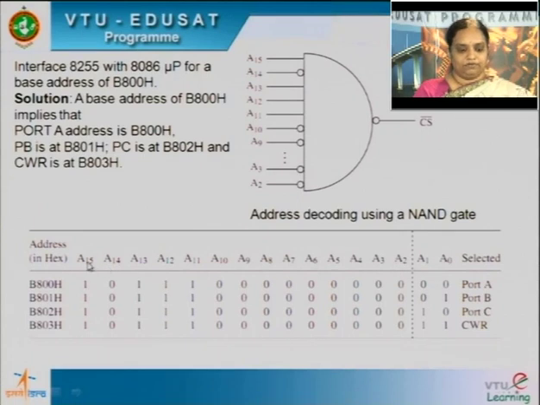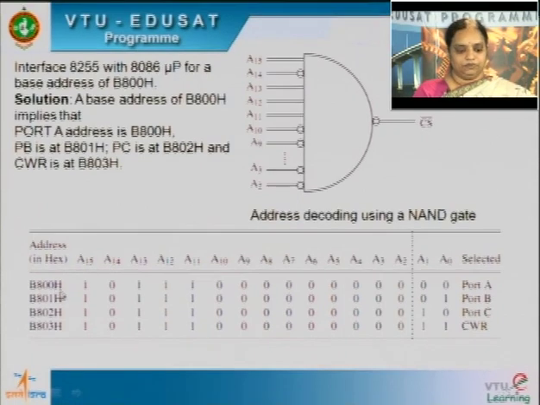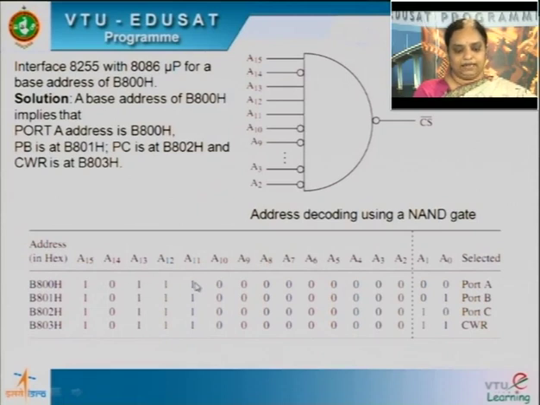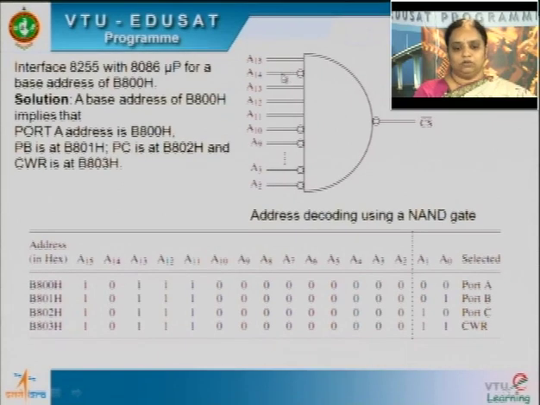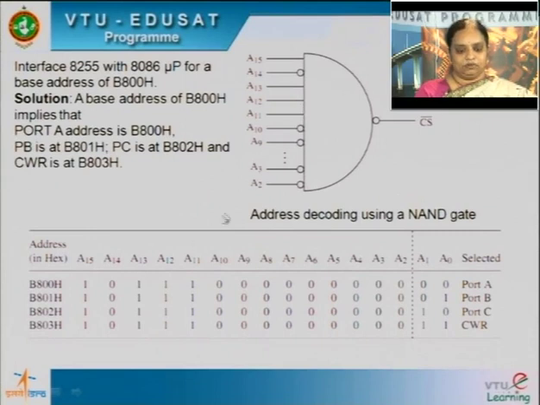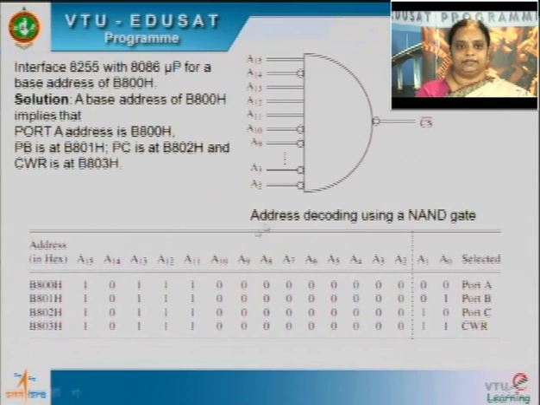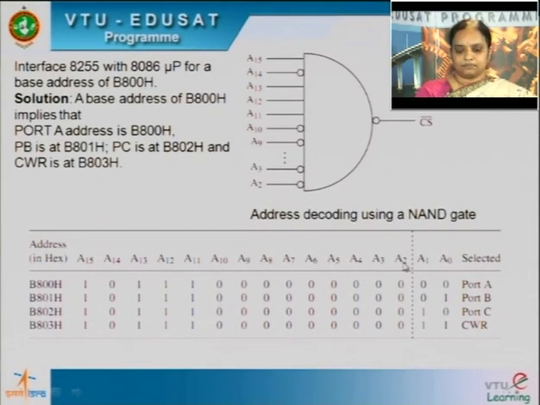And when I look at A2 to A15, expand B800. So B is 1011, and similarly 8 is 1 with 3 zeros, then 4 zeros, and so on. So A15 is high, it's given directly. A14 is low, so bubble it or inverter. Similarly A13, A12 and A11 are all ones, so they are given directly, and so on. So this is simple decoding using a logic gate, where the address lines from A2 to A15 are decoded through a NAND gate and given to CS bar. These 2 lines, A0 and A1, are given directly to the 8255.